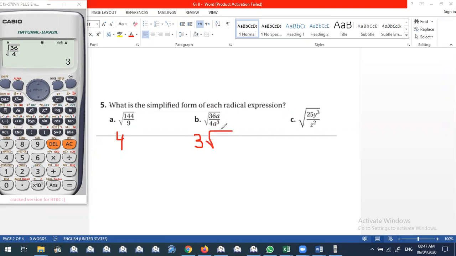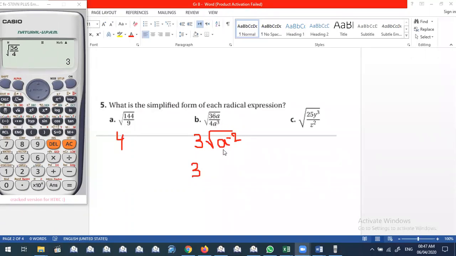a over a to the power of 3. When we divide the same base, we subtract the power. So 1 minus 3 is negative 2. So a will be to the power of negative 2. By the same way, keep 3 here.